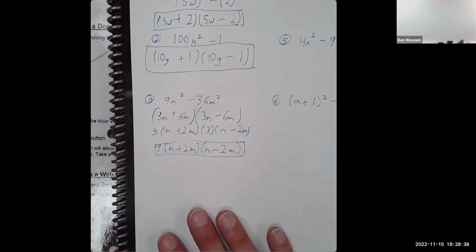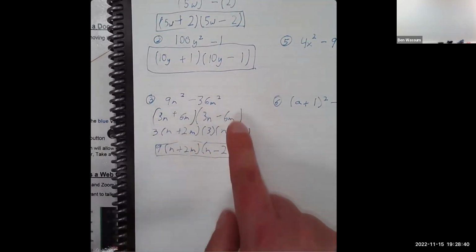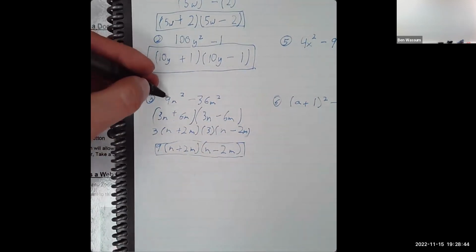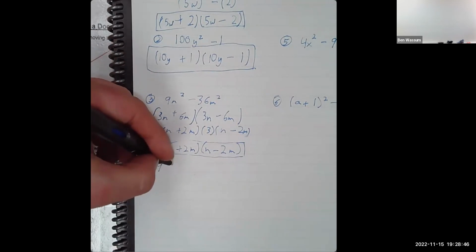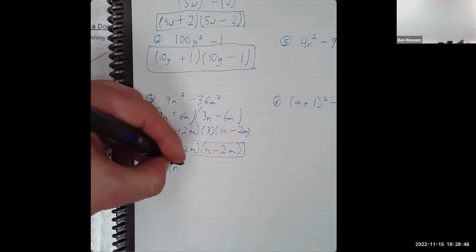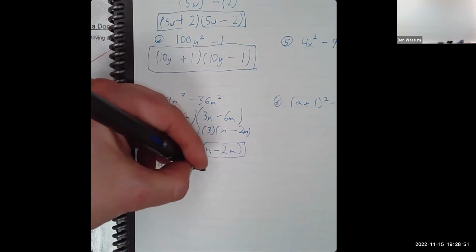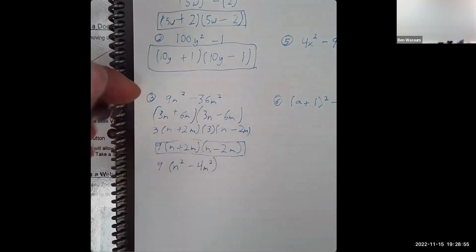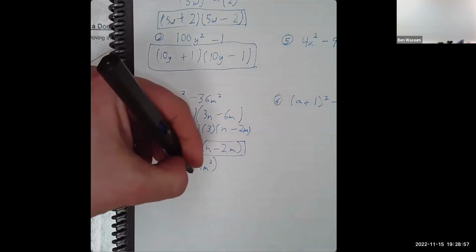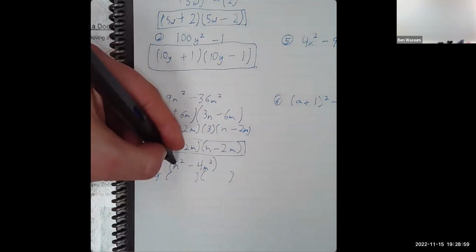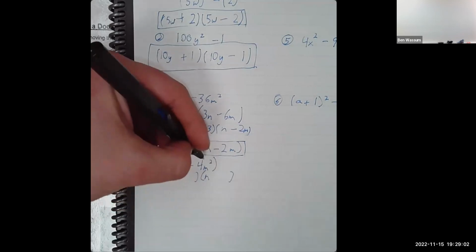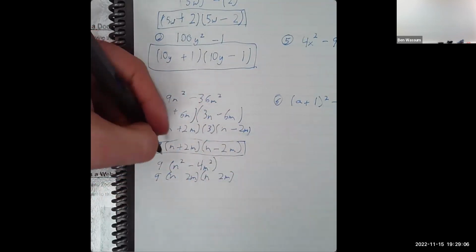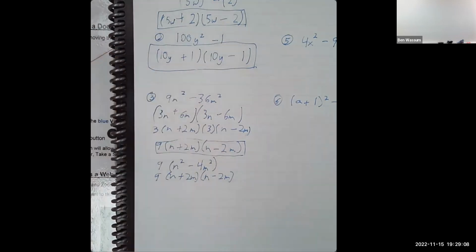Now, what's the correct way to have done this? Correct way would have been to start off there and say, hey, do I have a common factor? Yes, I can pull out a 9. And you would have had n squared minus 4m squared. And that's the difference of squares we would have used. You would have said, hey, that is the square of n. That's the square of 2m. And you just put different signs in between them.